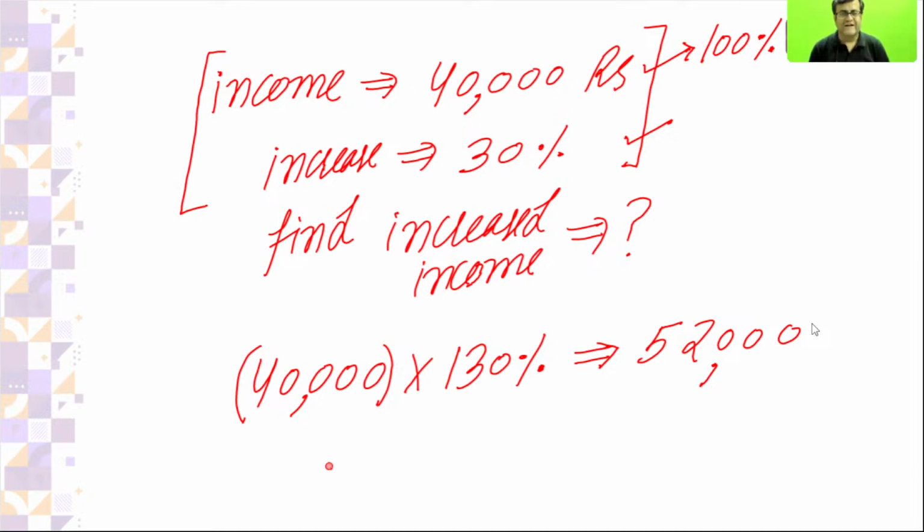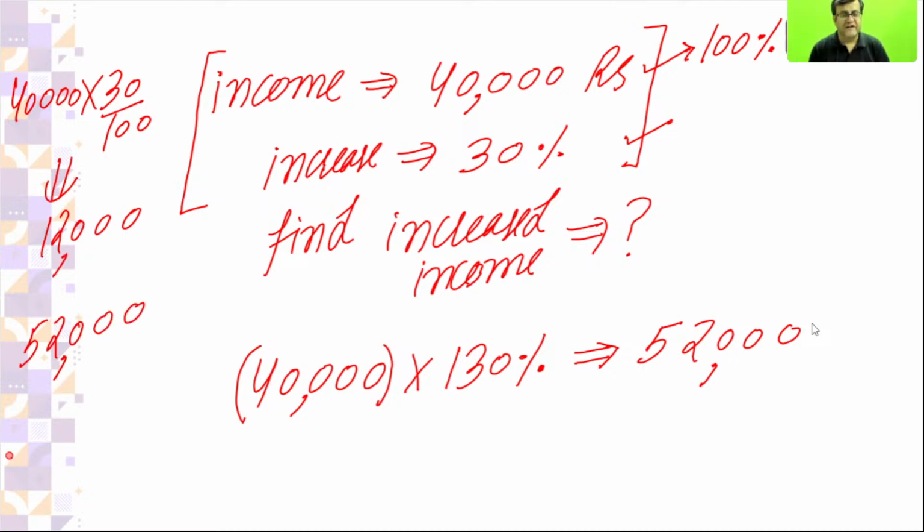Either this is one of the ways, or you could first find 30% of 40,000, which is equal to 12,000 rupees. 40,000 is the income, 12,000 is the increase. If you add, you get the final income as 40,000 plus 12,000, which is 52,000 rupees. So there are two different ways.